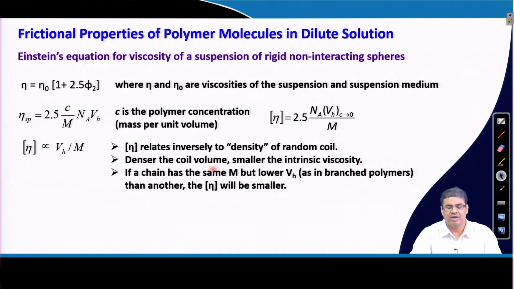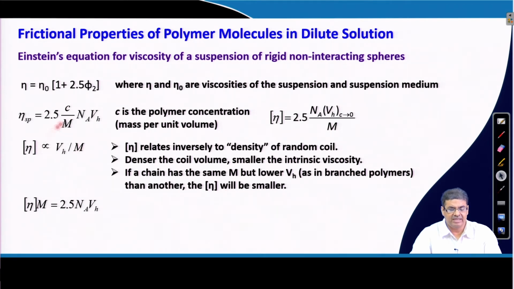So, denser the coil volume, smaller is the intrinsic viscosity, and for a chain which has the same molecular weight but lower hydrodynamic volume. In case we have a branched chain, then for a given molecular weight we can have a lower hydrodynamic volume, then the intrinsic viscosity will be smaller.